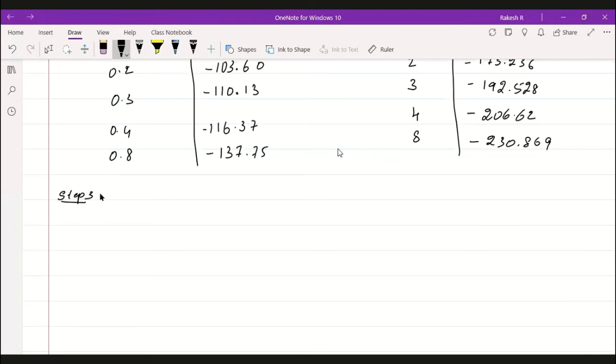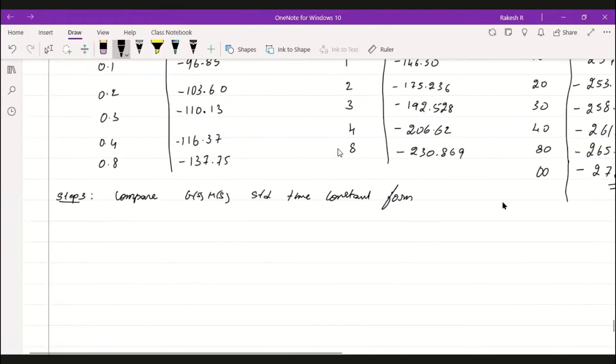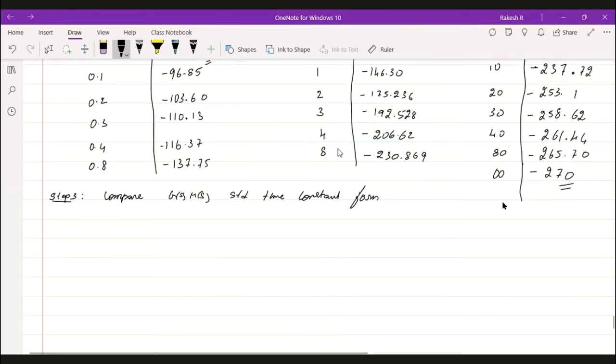Step 3 is to compare G(s)H(s) with the standard time constant form and obtain the corner frequency. We compare it to have the actual thing. I will tell you here what to do.